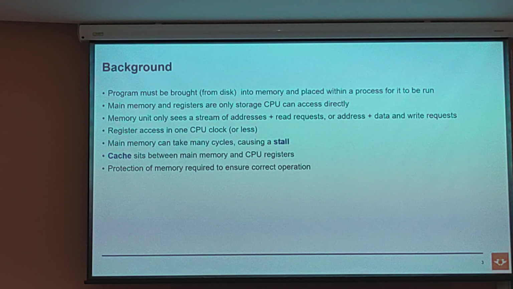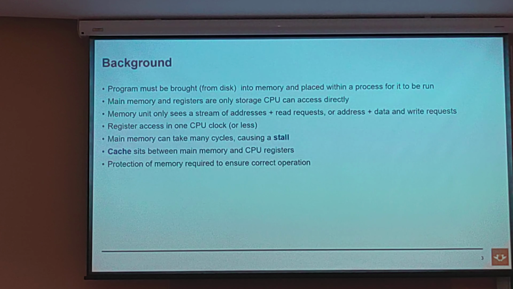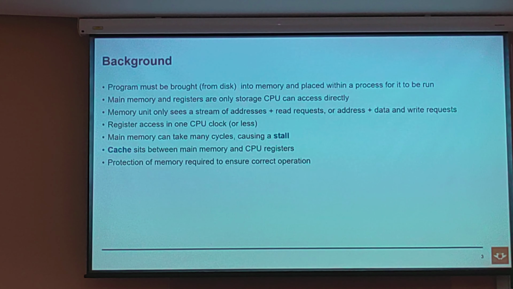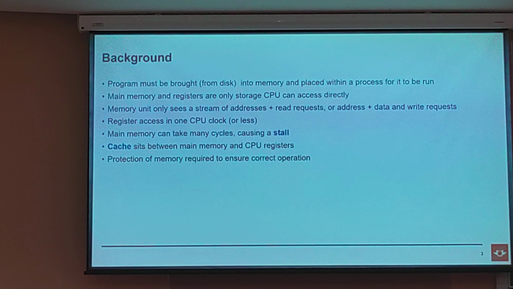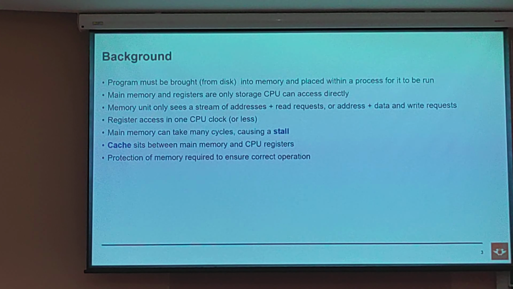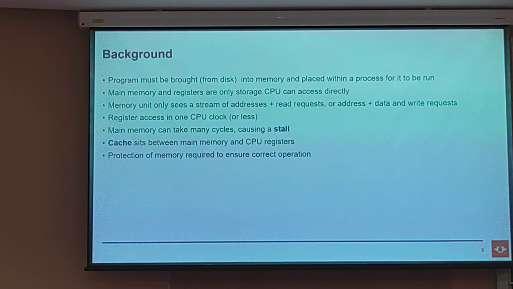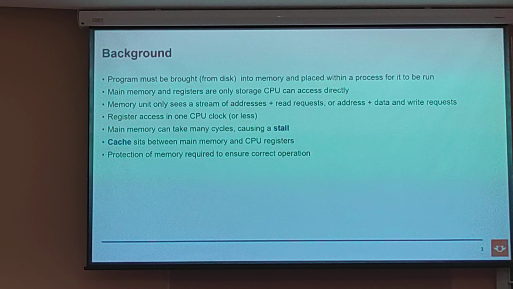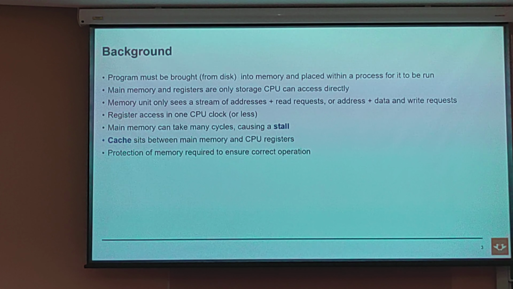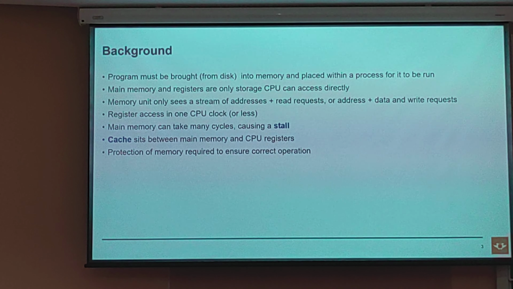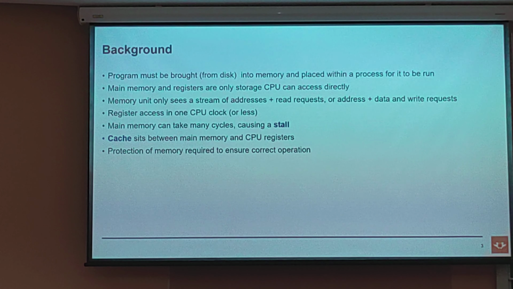Obviously, a memory unit only sees a stream of addresses, read requests or addresses for data and write requests. So that's basically what happens inside the CPU. You get what we call a memory unit, and it doesn't really matter whether it's code or data, it stores in there, or reads from there, or updates there. Register access is one CPU clock or less, but your main memory can take many cycles. Okay? So accessing stuff from main memory is extremely slow.